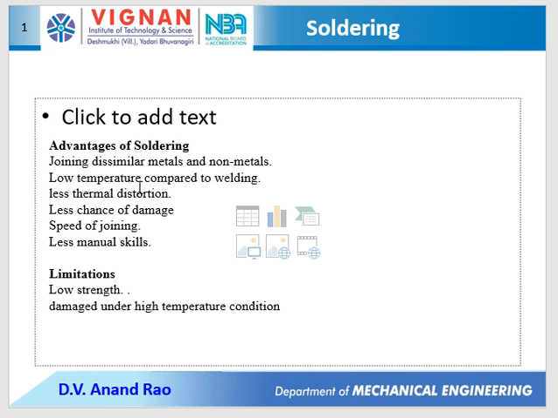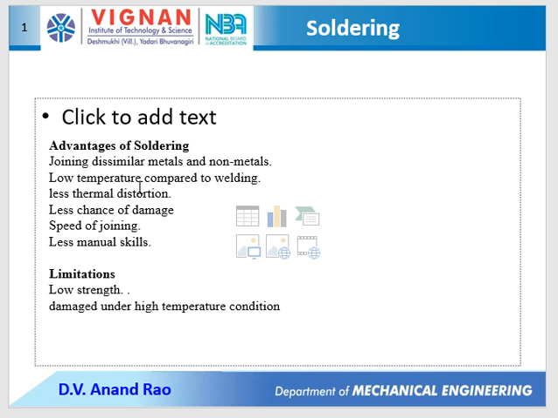These soldering methods have their own advantages compared to the welding process. First one is joining dissimilar metals and non-metals. That is the main advantage of soldering. It can be useful for joining dissimilar metals and non-metals also.